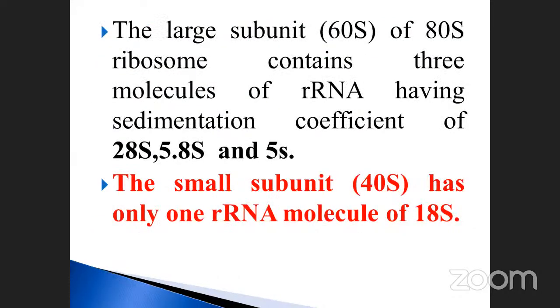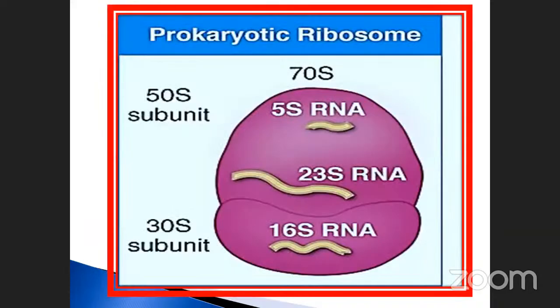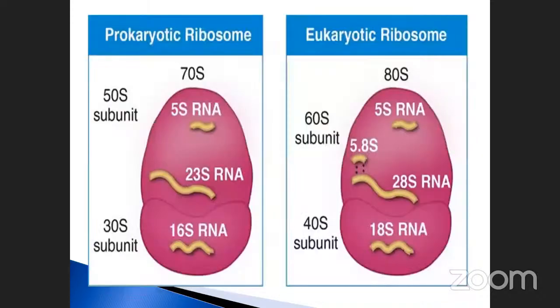And then how many molecules? 80S. How many subunits are there? There are 2 subunits, already known. It has 2 divisions, 60S and 40S. The large subunit consists of 5S, 5.8S, and 28S. Here, the 5S is the same structure also present in prokaryotes. Prokaryotes have a 70S ribosome, with 50S and 30S. But here, the large subunit has only 5S and 23S RNA, and the small subunit has 16S RNA. So you already know how the comparison will be.